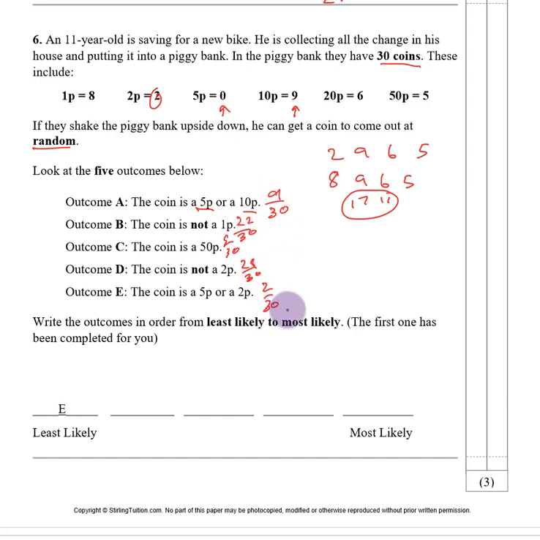And now it's dead easy to see which is the least to the most probability-wise. So E is 2 out of 30. Then we've got 5 out of 30, which is outcome C. Then we have outcome A, which is 9 out of 30. And then out of the last two, we've got outcome B, which is 22 out of 30. And finally, D, which is 28 out of 30.